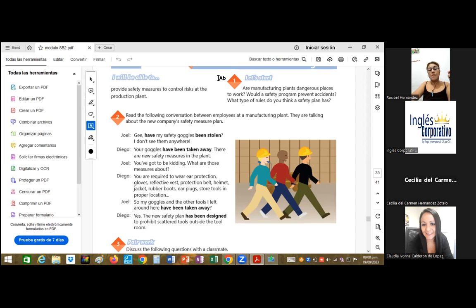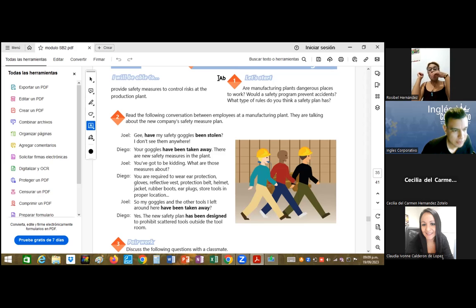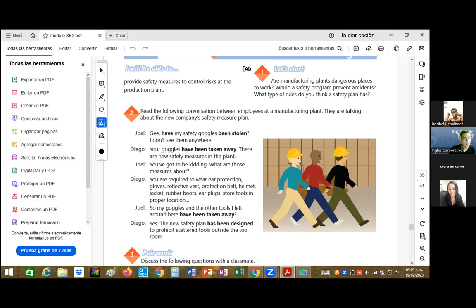The exercise number three. Okay. Teacher, the word is scattered, ¿cómo se pronuncia? Scattered tool. Scattered tools. Okay. Do you know the meaning? No. Scattered, disperso, regado, en diferentes posiciones. Okay. Thank you, teacher.